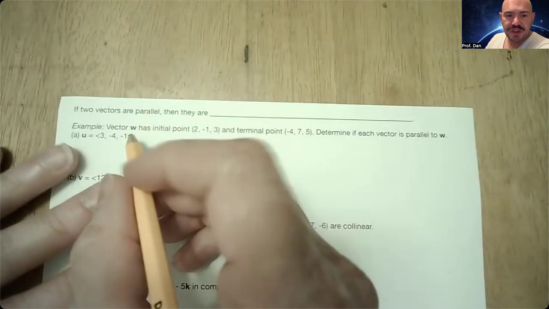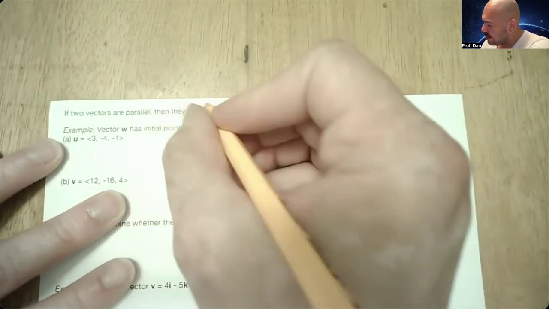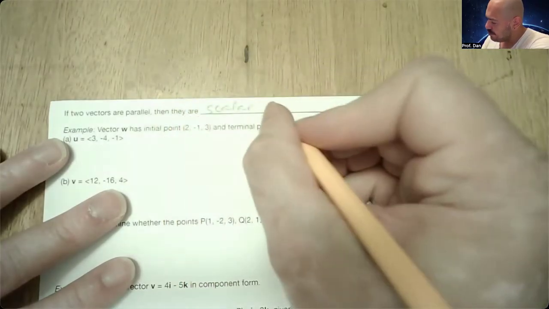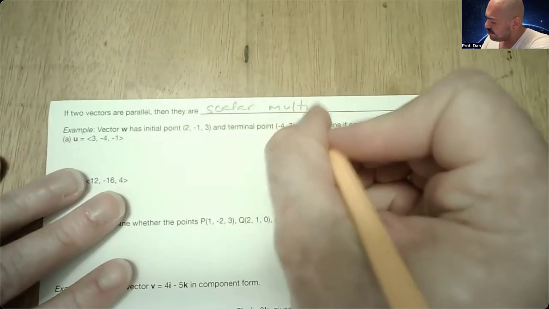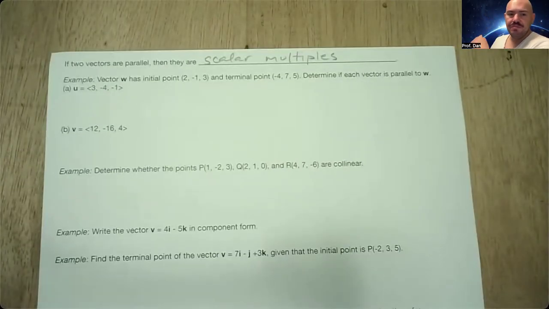So two vectors are parallel. If two vectors are parallel, then they are scalar multiples. Right? Meaning what I just said about multiplying each component by the same number, right? Since we're multiplying by a number, that's where the scalar part comes in.